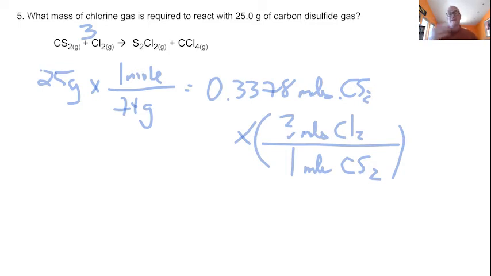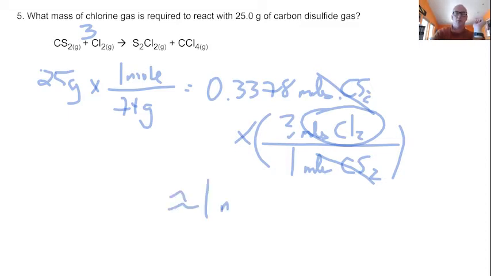But if you write out the units, like I've been yelling till I'm blue in the face from the start of the class, you're gold, because if they cancel and you're left with the ones you want, then you're good to go. So 0.3378 moles times 3 is around 1 mole of Cl2, and then you want to convert back to grams, because the question is what mass of chlorine gas. Then you just multiply that by the mass of chlorine.